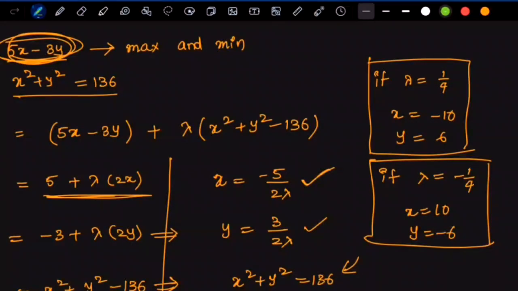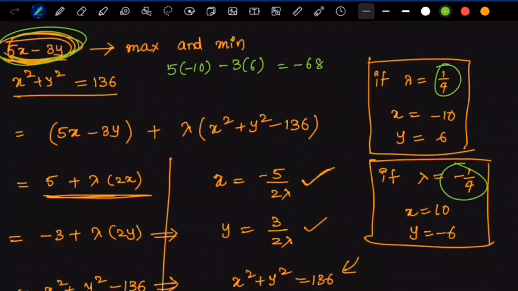In the first case, when lambda is equal to 1 upon 4, let us check the value of this particular expression. 5 into minus 10 minus 3 into 6. That will be minus 68. In the second case, when lambda is equal to minus 1 by 4, let us check the value of the expression. 5 into 10 minus 3 into minus 6. So this will be plus 68.